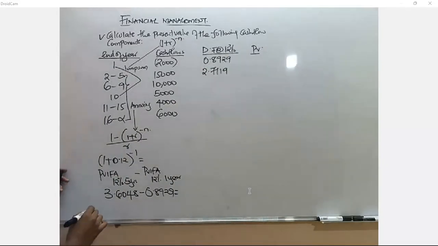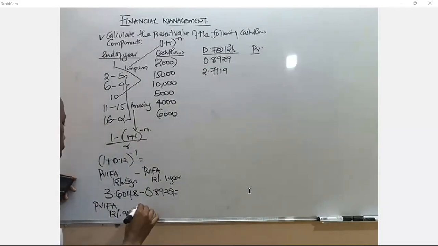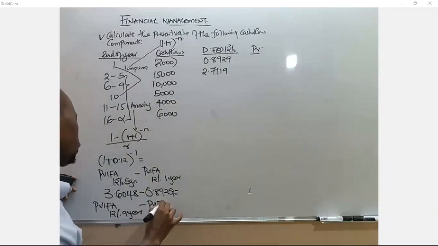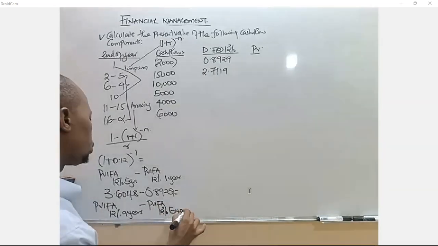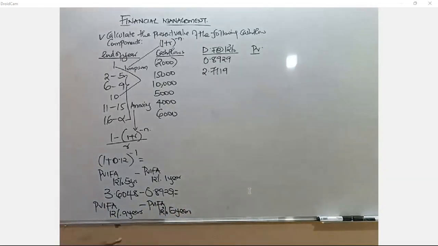Let us continue. Let me do for 6 to 9. It means I have to be taking the present value interest factor annuity, 12%, 9 years. How many years are we going to be subtracting? We are supposed to be subtracting the present value interest factor, 12%, for 5 years, because we just need year 6 to year 9. You can see now I'm subtracting year 5.